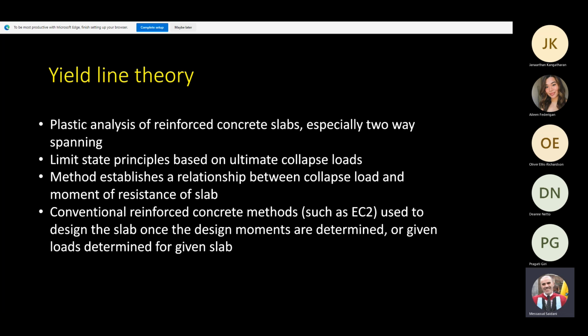The yield line analysis, the yield line theory, gives you that relationship between moment and load. So with the knowledge of the moment from the code, you can then determine the collapse load. Is that clear? So that's what the yield line is about. It gives you that relationship, and so when you combine it with the design code, whether it's Eurocode or any other code, then you can get the collapse load from that.